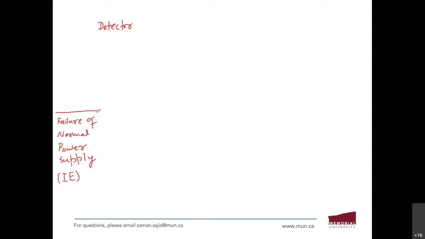Now, the detector can have a success or a failure. If it is a success, this goes up. If it is a failure, this goes down. So, this is my success for the detector and this is my failure for the detector. If the detector works, then it will go to the next barrier. So, let's write down here the barriers: generator 1, generator 2, generator 3. So, if the detector is a success, it goes to the next generator. Now, there could be two possibilities. Either this could be a success or it could be a failure. This is the success of generator 1.